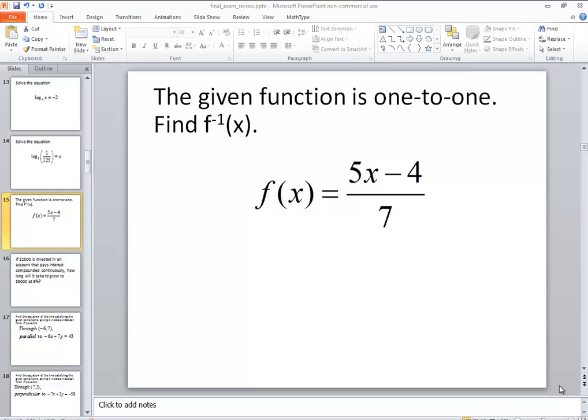Let's take a look at this problem. The given function is 1 to 1. Find our inverse. That f to the negative 1 power is what it looks like. That's the inverse.